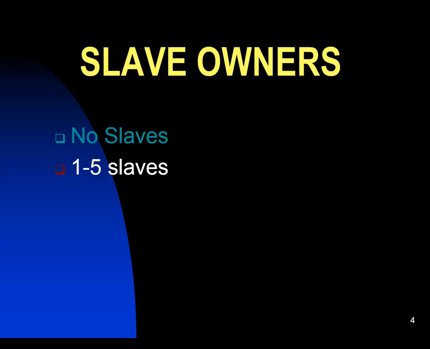Anyway, 18%. So now we're up to what, those two numbers added together? 82. So we're talking about 82% of all of the Southerners, and 18% of them only own 1 to 5 slaves. We're not talking these huge plantations.